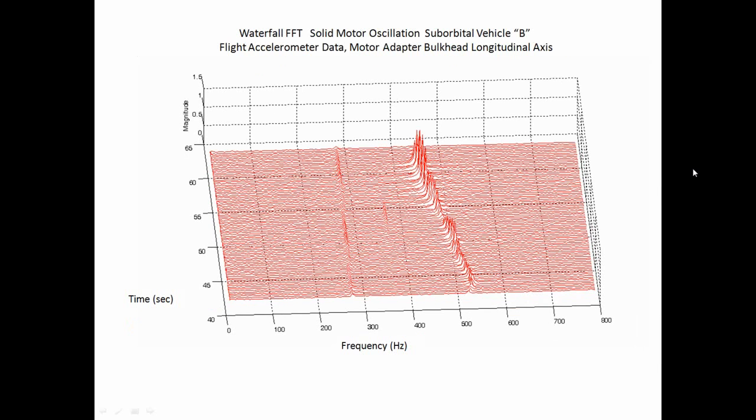This is actually another vehicle that had this same motor. Again, we have a Waterfall FFT, same motor adapter, bulkhead, longitudinal axis measurement location. And again, we see about 520 hertz sweeping down to about 450 hertz. Again, we do get some other smaller minor spectral peaks, and I wish I knew what those were. I don't. But I do know that the main series of peaks there was due to the cavity oscillation, the thrust. Sometimes it's called a resonant burn or motor buzz or thrust oscillation. You'll hear those various terms applied.